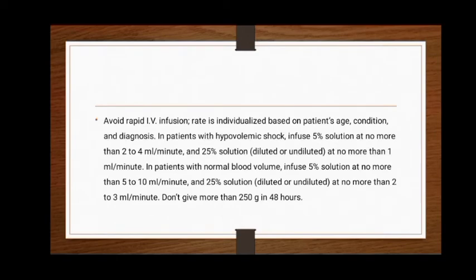In patients with hypovolemic shock, infuse 5% solution at no more than 2 to 4 ml per minute and 25% solution, diluted or undiluted, at no more than 1 ml per minute. In patients with normal blood volume, infuse 5% solution at no more than 5 to 10 ml per minute and 25% solution, diluted or not diluted, at no more than 2 to 3 ml per minute. Don't give more than 250 grams in 48 hours.